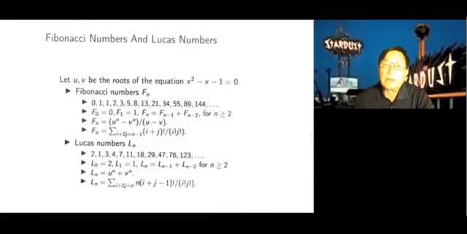The famous Fibonacci numbers f of n is a sequence of integers that starts with 0 and 1. Then the subsequent numbers are equal to the sum of the two previous numbers. The Lucas numbers L of n is a companion sequence of Fibonacci numbers. It starts with 2 and 1. Then the subsequent numbers are equal to the sum of the two previous numbers.